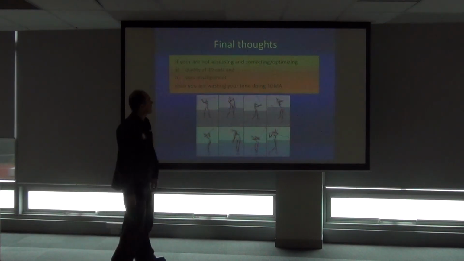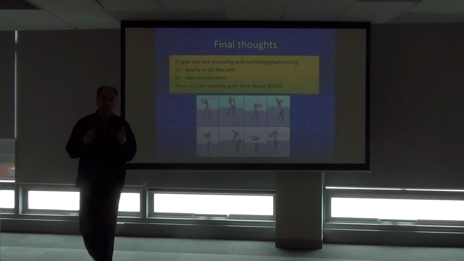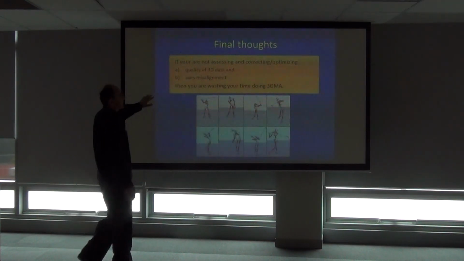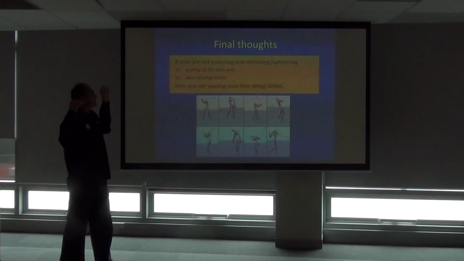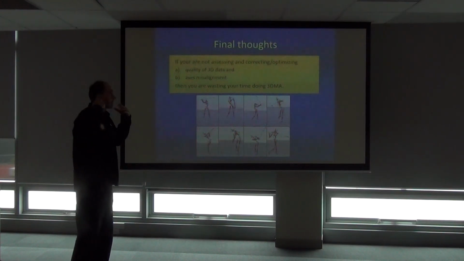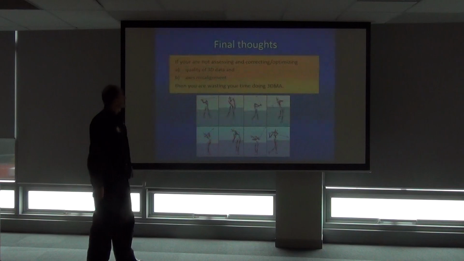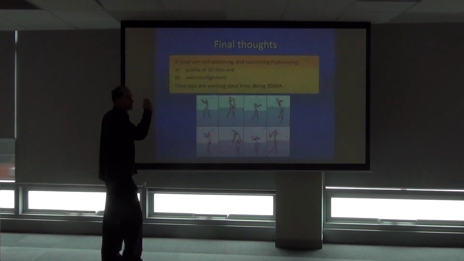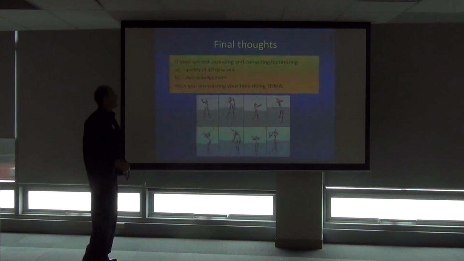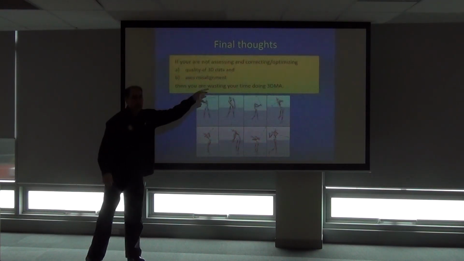Right, we've finally got to here. We're getting very near the end. Not a big yellow one, not a highlight. If you're not assessing and then correcting or at least optimizing quality of 3D data, that was on one side, axis misalignment was on the other side, then you're wasting your time doing 3D motion analysis.